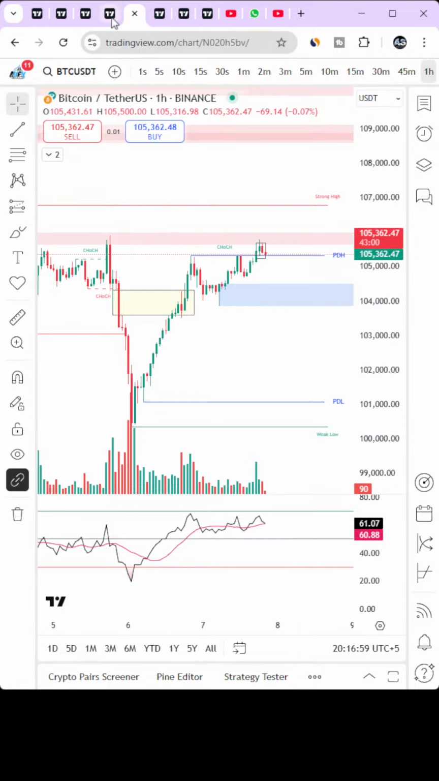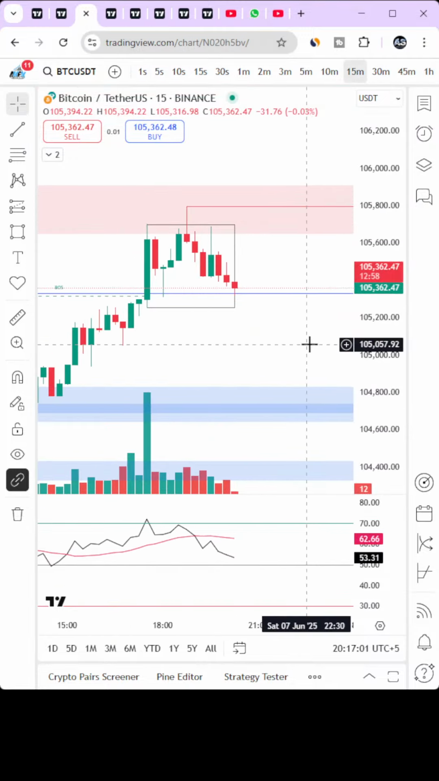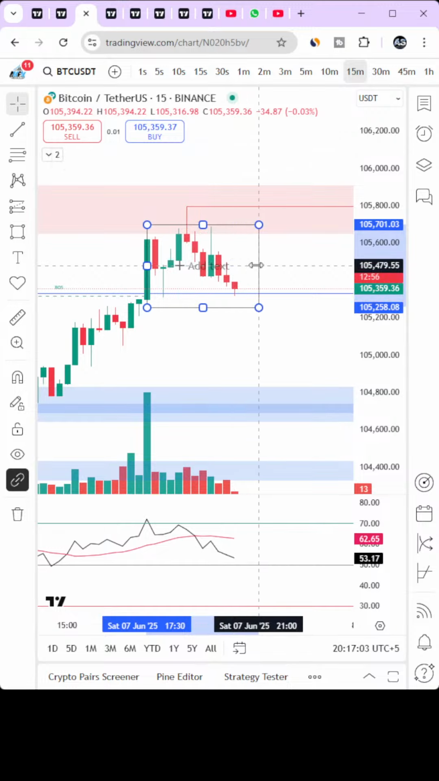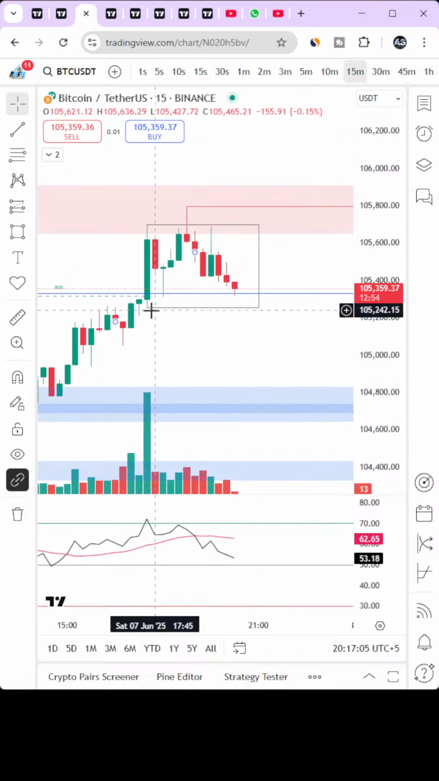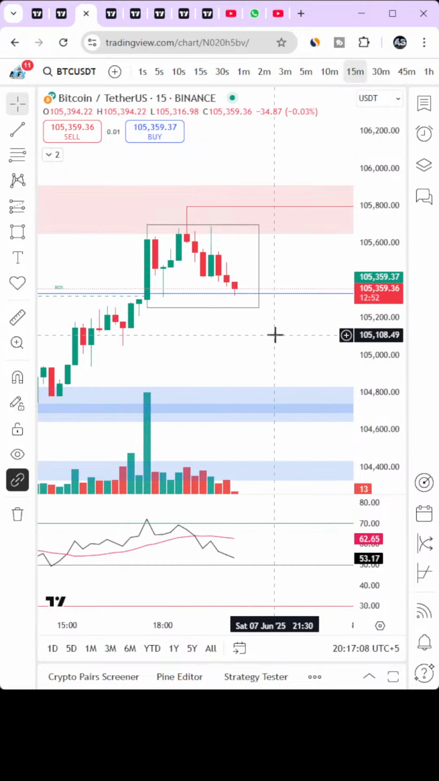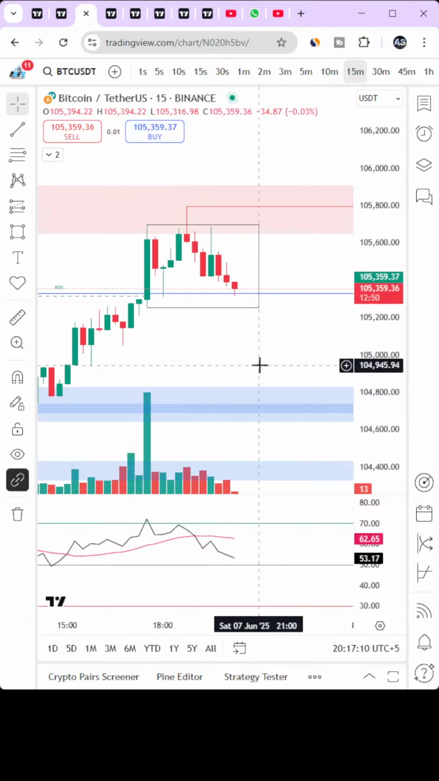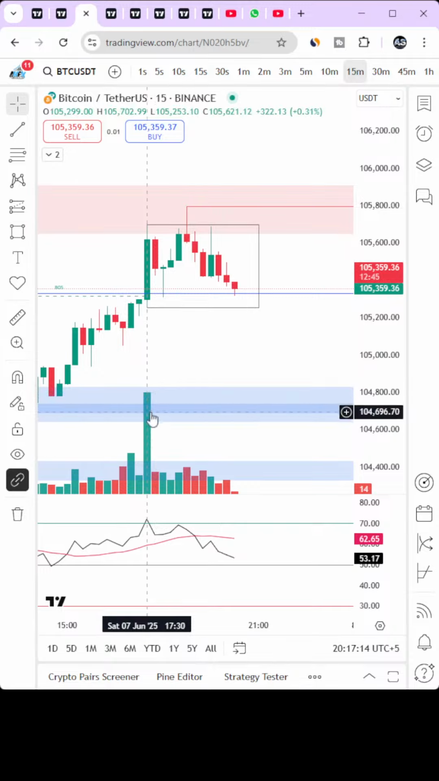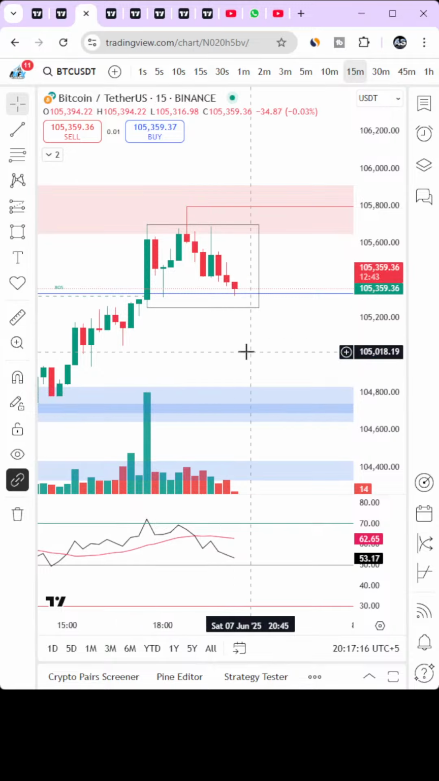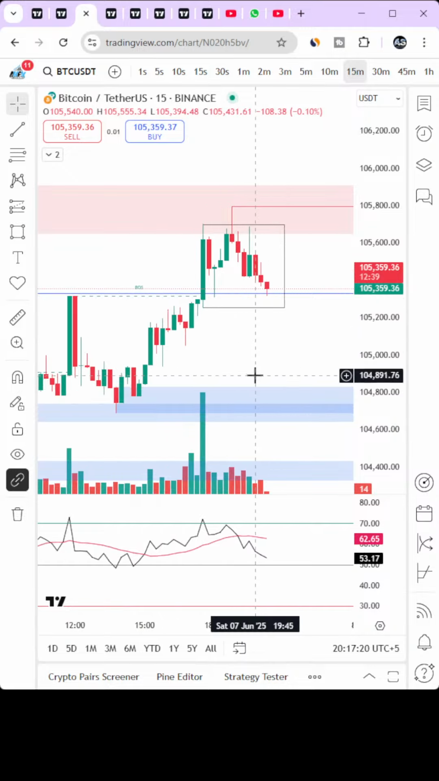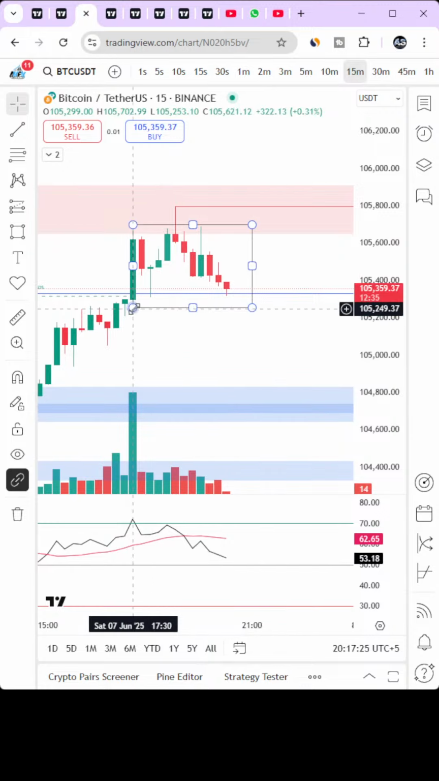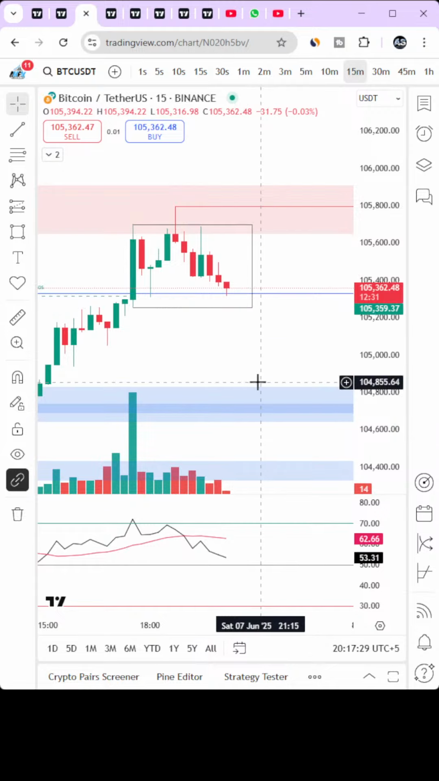Now let's see what is happening in the 15 minutes time frame. Now you can see the market is trying to break this high volume candle level. I think it will break it. If this high volume candle is broken to the downside, we can see more sell. Let's see what happens. Otherwise, the market can move from its bottom level.